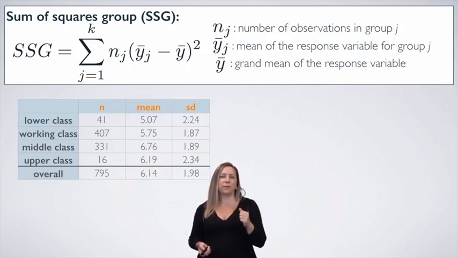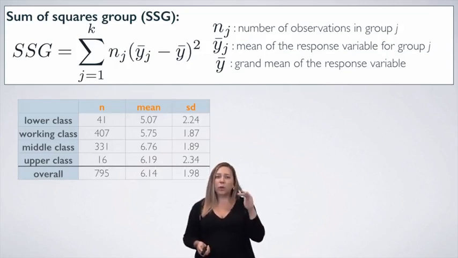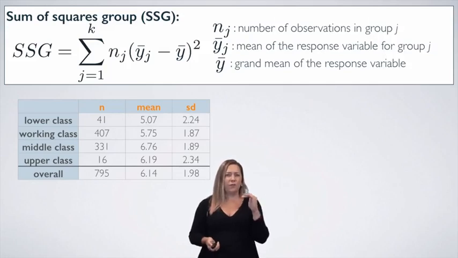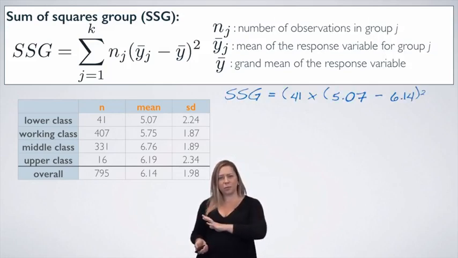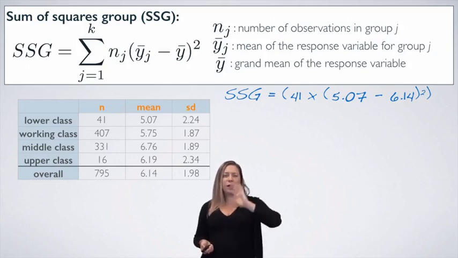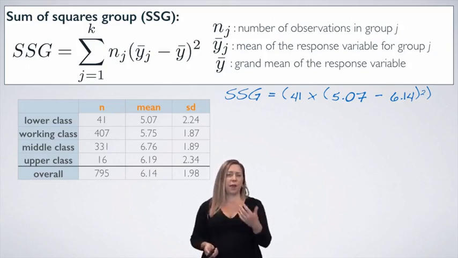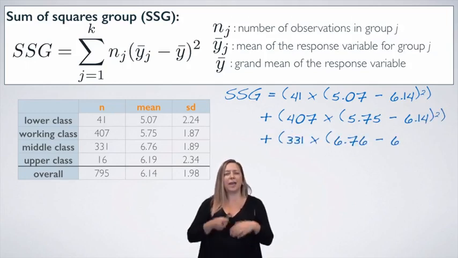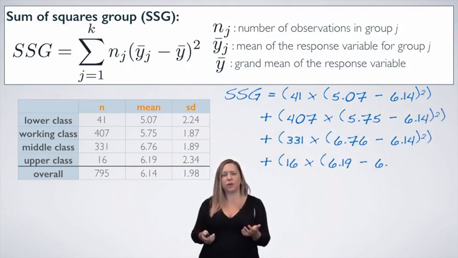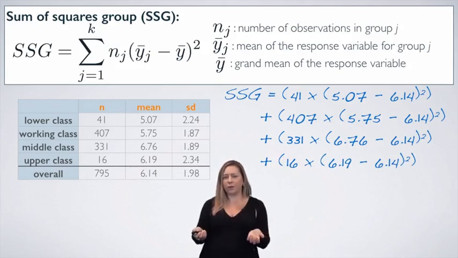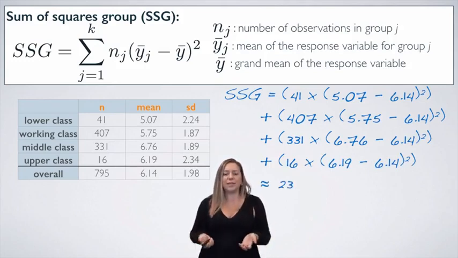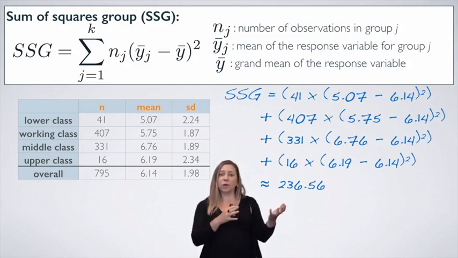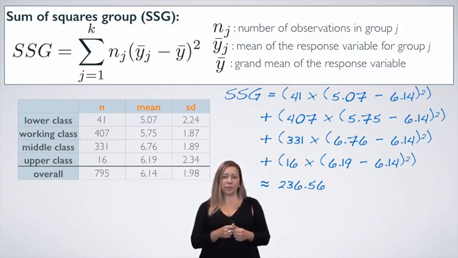Here's a summary table that's going to help us. The lower class group has a mean of 5.07. We subtract from that the grand mean of 6.14, square that value, and multiply it by the sample size for that group of 41. We do the same thing for all of our groups and arrive at the sum of squares group of 230.56, which on its own is not a meaningful number, but it's interesting how it compares to the total sum of squares we calculated earlier.